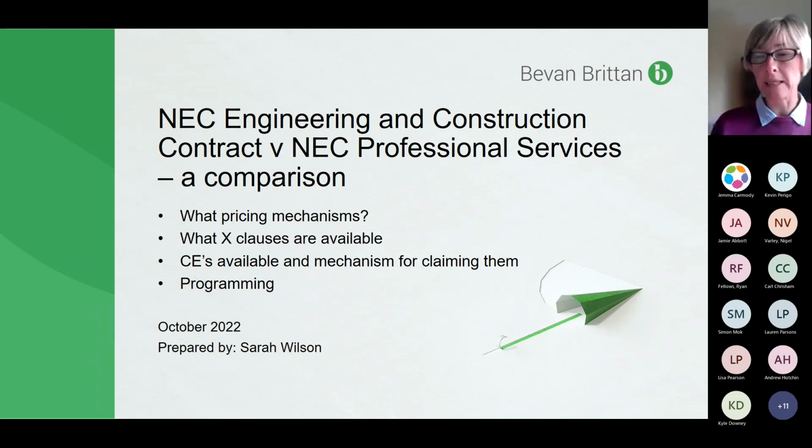So what we're going to look at today: the pricing mechanisms, the X clauses that are available, compensation events and the mechanisms for claiming them, and also programming.